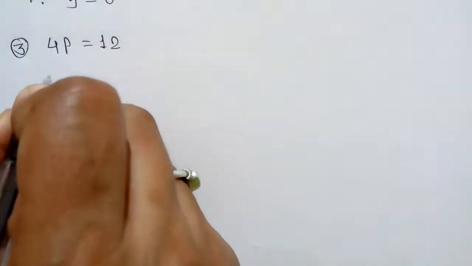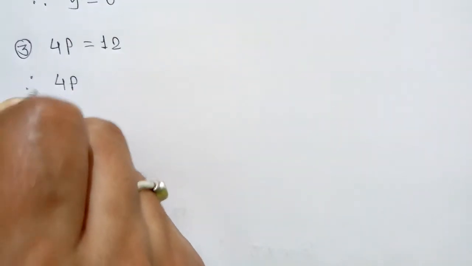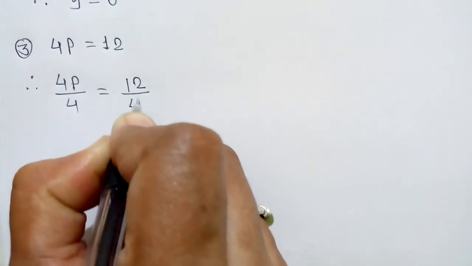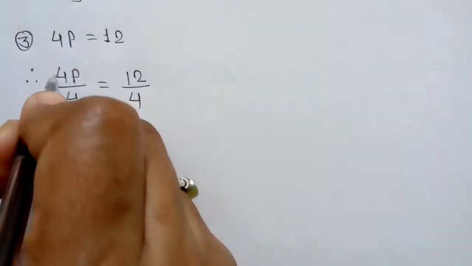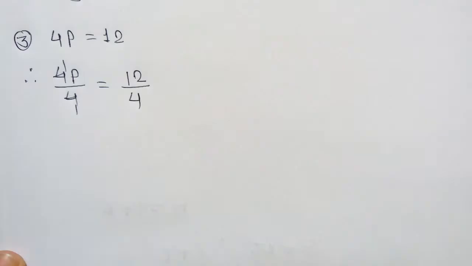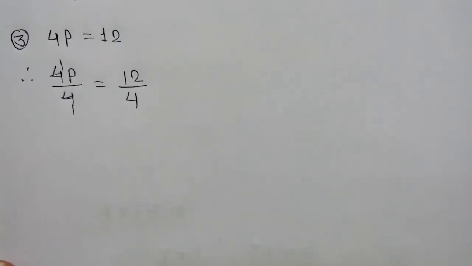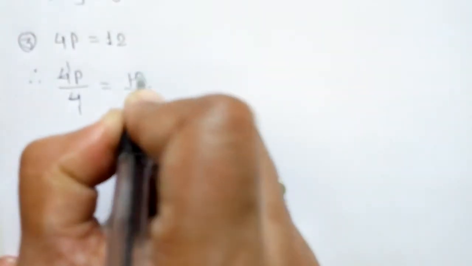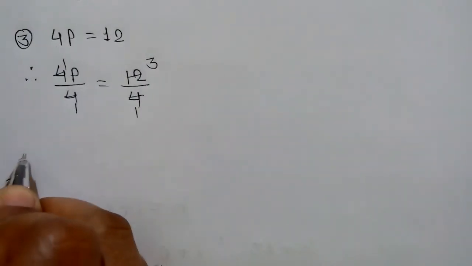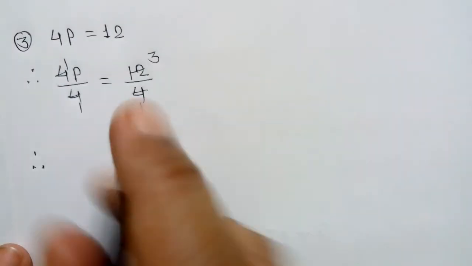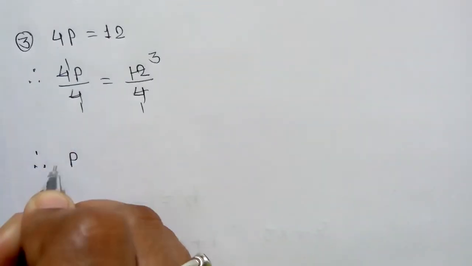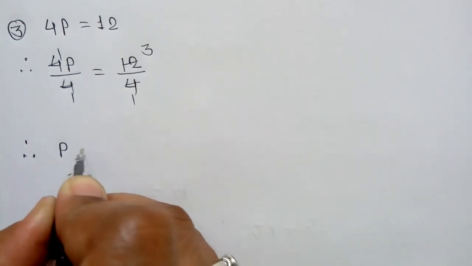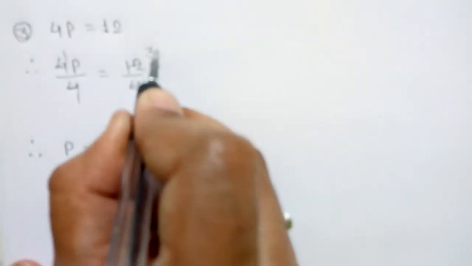Okay. See here, 4p divided by 4 and 12 divided by 4. Now here 4 ones are 4, so 4 is divided by this 4 and we will get 1. And 12 divided by 4, 4 threes are 12. So 4 ones are 4, 4 threes are 12. So on the left hand side it is only p, and the variable coefficient 1, if we do not write it, then also it will not change the value of p. So on the right hand side, now what is the answer we got? 3.